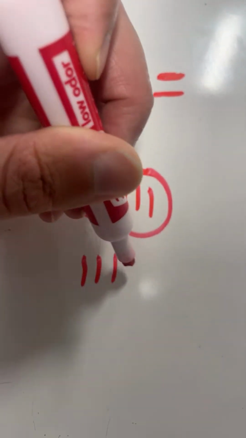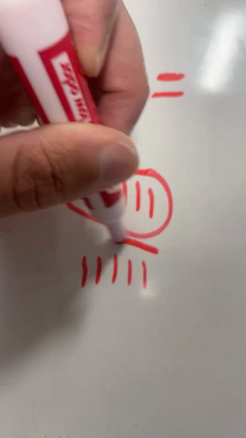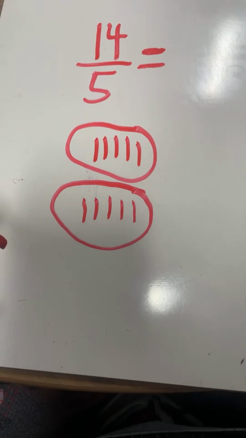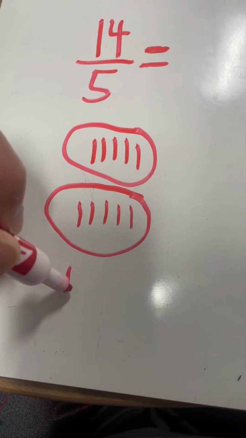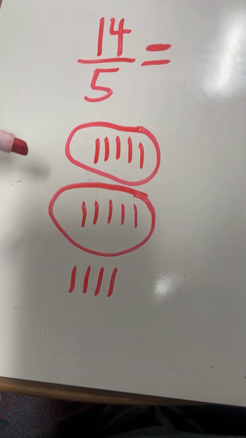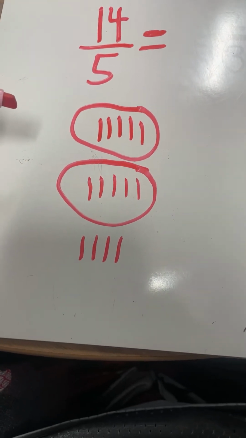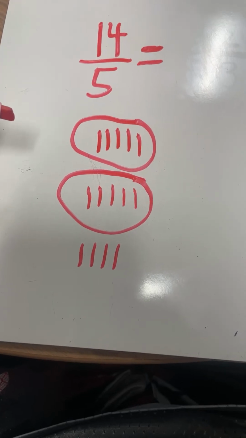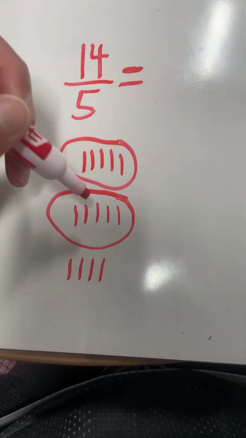1, 2, 3, 4, 5. That's two groups of 5. I have 10 tallies total so far. Now 11, 12, 13, 14. So I got my 14 total tallies. Within those 14 tallies, I was able to get 2 full groups of 5. So 2 is our whole number here.